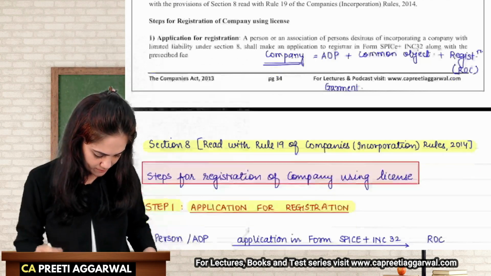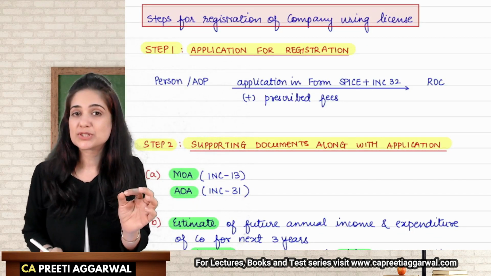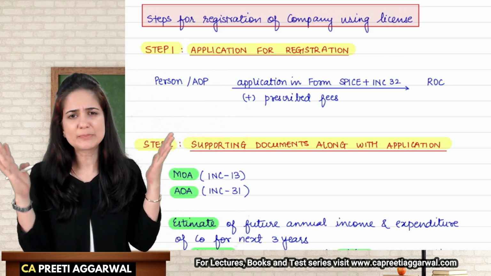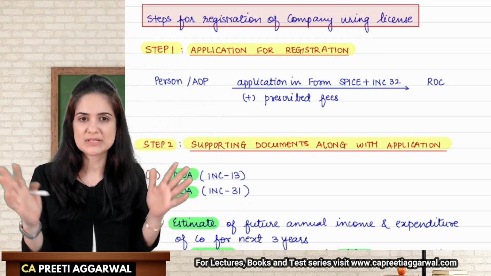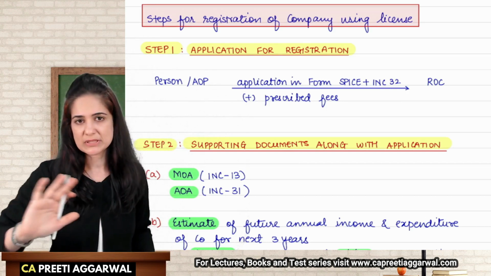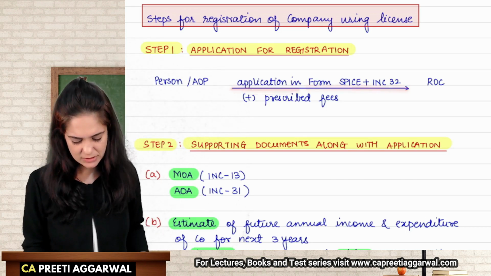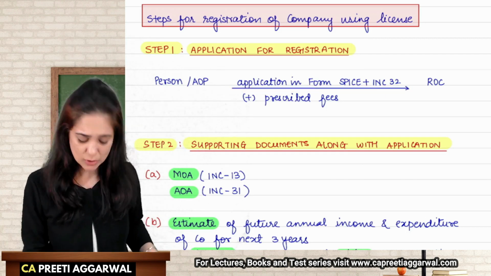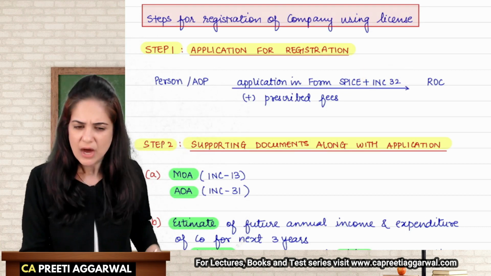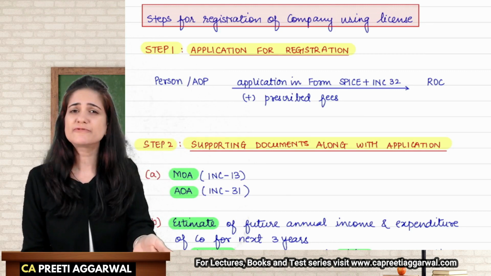All right. Now, the person or association of persons, they have not mentioned whether I want a natural person or not. It's not the criteria. Any person, maybe artificial or a natural, living person, may make an application to the ROC in form INC 32. There is SPICE plus INC 32. Now this form is a common form for incorporation of a company. How will the ROC know what kind of company I want to incorporate? It will be mentioned in form INC 32.